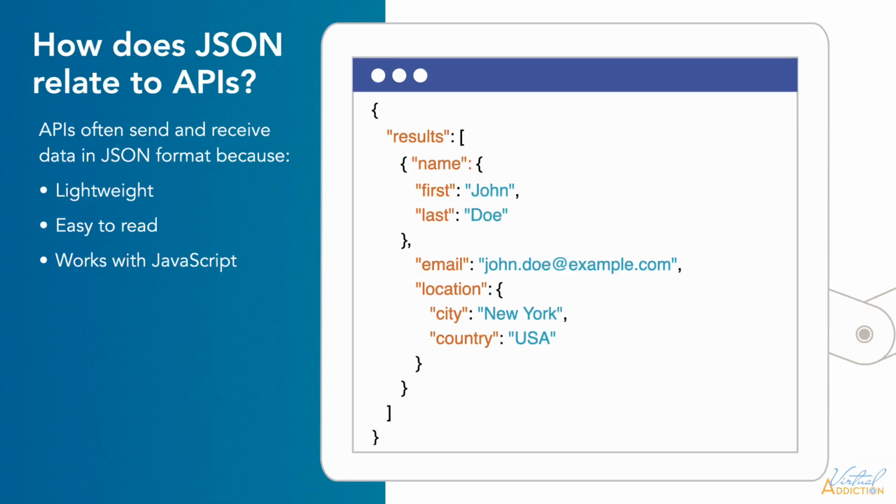JSON relates to APIs in the following way. We will send and receive data in JSON format because JSON is fast to send and receive, it's human-friendly or easy to read, and it works with many programming languages, including JavaScript. In this example, I'm showing you a snippet of code where we are requesting data from a random user API. The JSON response might look like this. What's happening is the API returns user details in the JSON format. Your app can read this data and display it on a website. I'll show you how this works in just a moment.